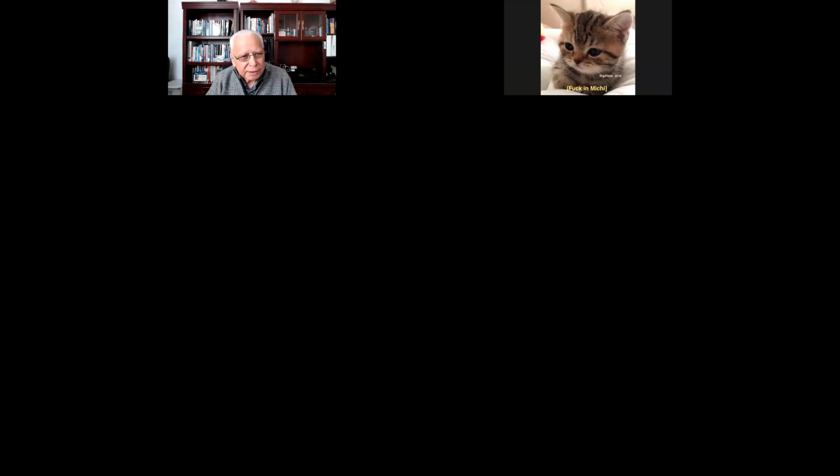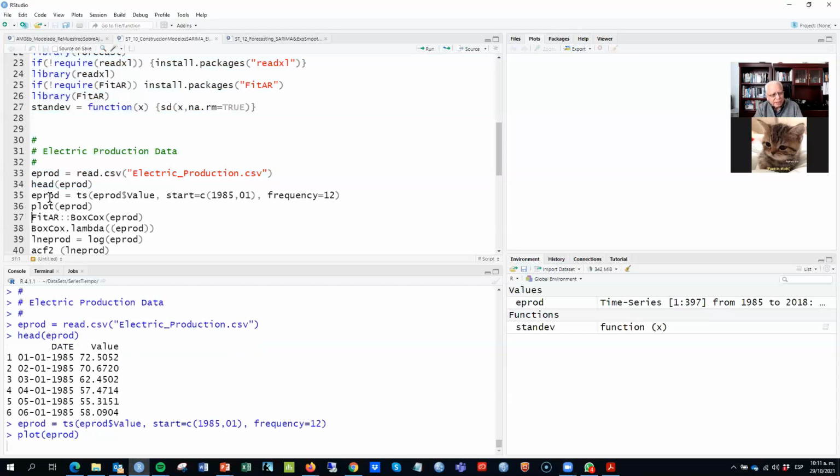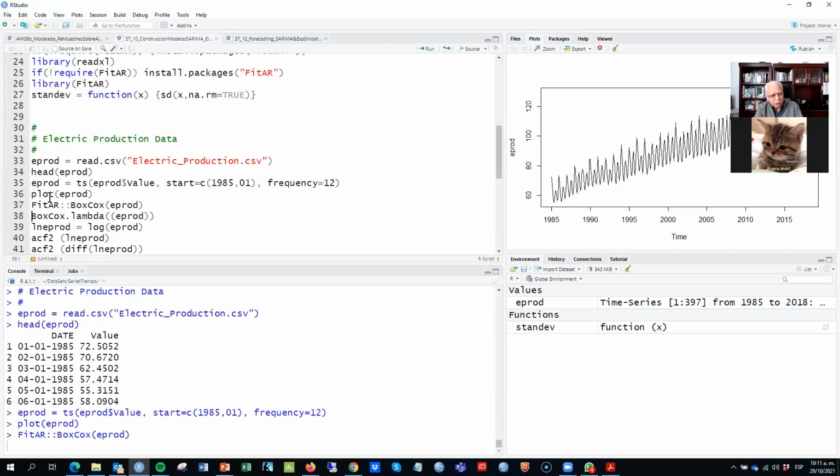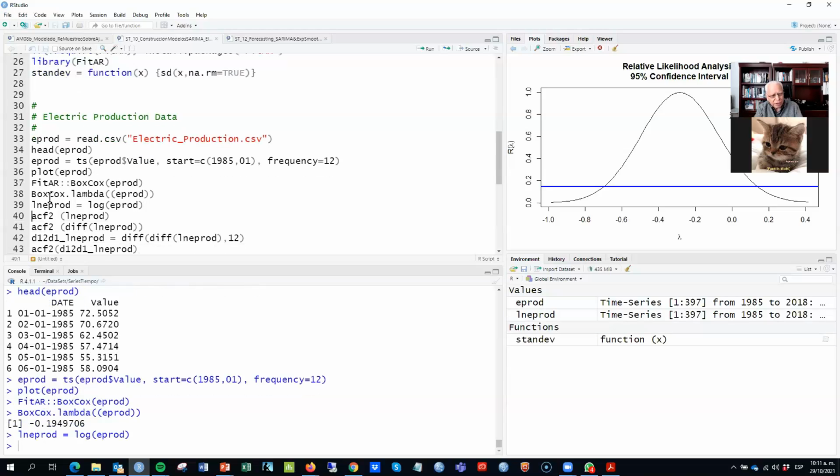Now, this is the analysis that we had done before when we looked at the construction of SARIMA models. Okay, we read the data, and that's the electric production data. We made it into a time series. Then we looked at the Box-Cox transformation, and ended up taking the logarithm of the electric production.